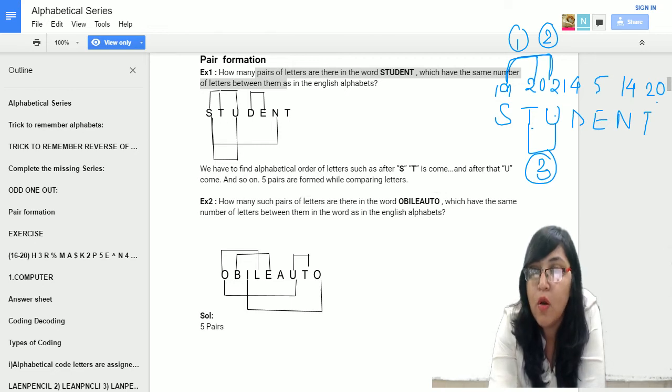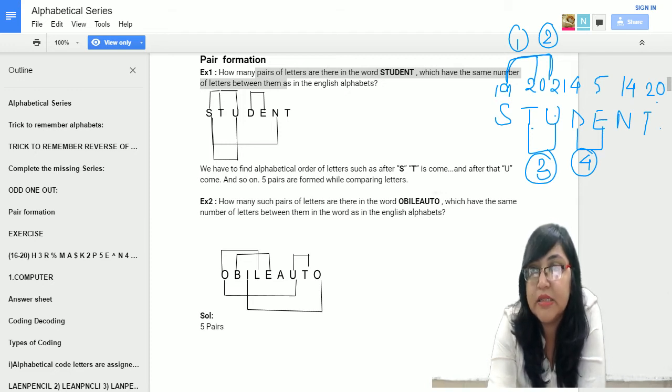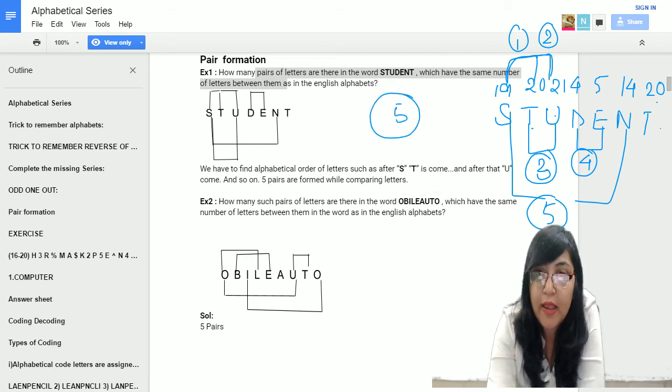Next 4, 5. Okay. 6, 7. No pair. 4, 5, 6, 7. No pair. 5, 6, 7. No. 6, 7, 8, 9. No. Next 14, 15. No. Next 14, 15, 16, 17, 18, 19. So we get a pair over here as well. Next 20. We do not have anything over here. Next 21, 22, 23, 24, 25, 26. We do not have any pair over here. So your total pair will be 5.